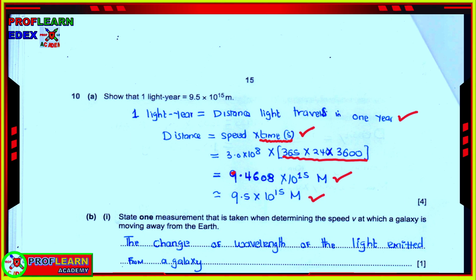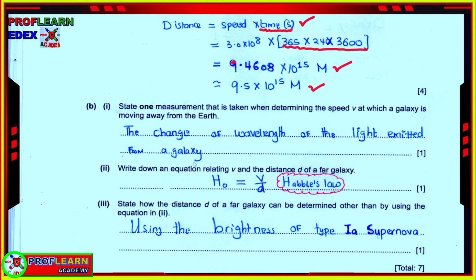Okay. State one measurement that is taken when determining the speed at which a galaxy is moving away. That's the change in wavelength. And this change in wavelength is going to enable us to work out the speed, right? Now, write down the equation relating V and the distance of the galaxy. That's basically Hubble's law, which is Hubble's constant equals V over D. So this is the formula they wanted you to write.